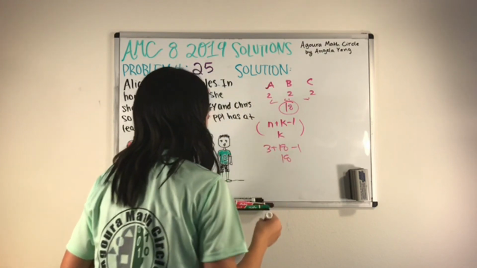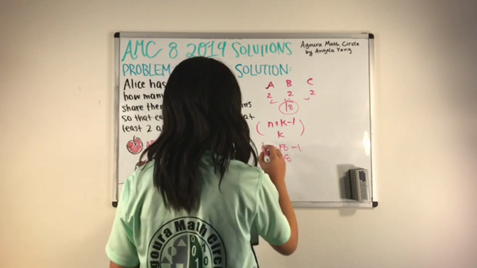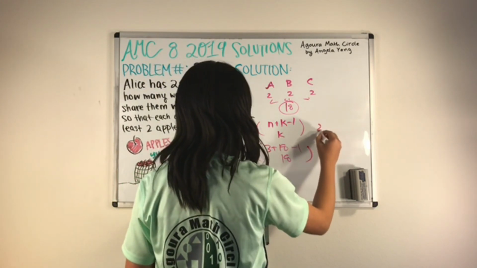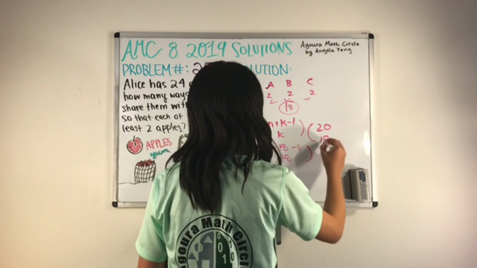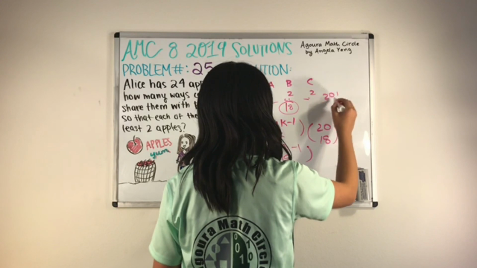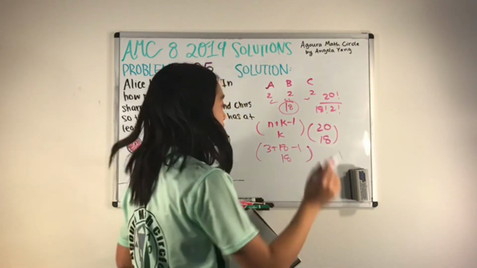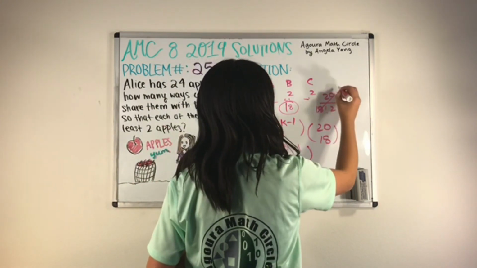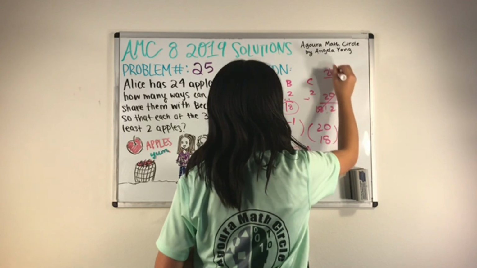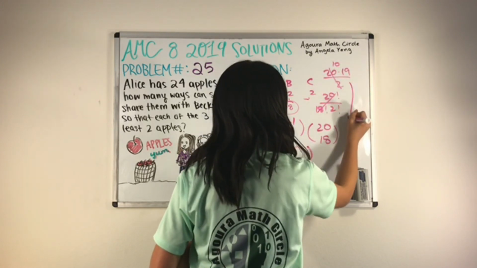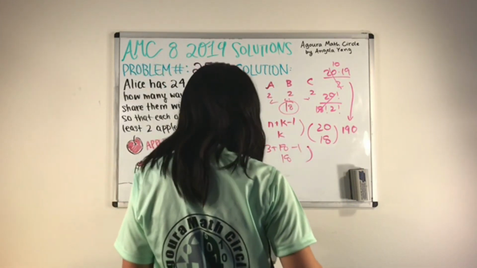So, wait, no. Yeah. So that gives us 20 choose 18. If we do 20 choose 18, we have 20 factorial over 18 factorial times 2 factorial. If we fully solve this out, we cancel these out. 20 times 19 over 2, so 10 times 19, which gives us the answer of 190. So our answer is 190, which is letter C.